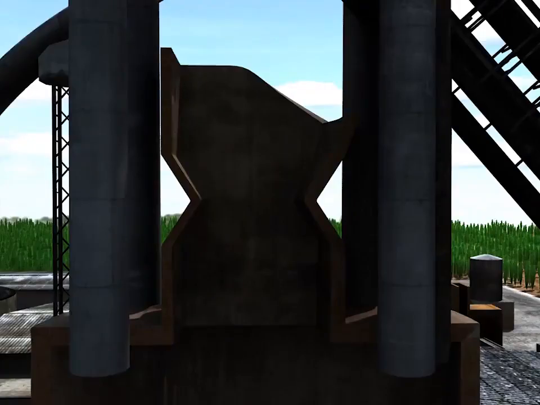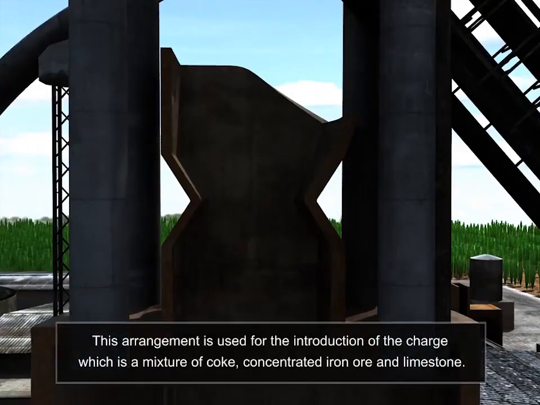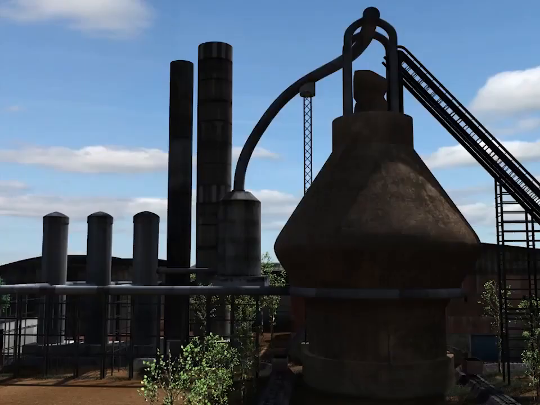At the top of the furnace is a double cup and cone arrangement. This arrangement is used for the introduction of the charge, which is a mixture of coke, concentrated iron ore, and limestone. The furnace has three outlets, an exhaust gas outlet at the top for the hot waste gases and two outlets at the base for discharging molten metal and slag.